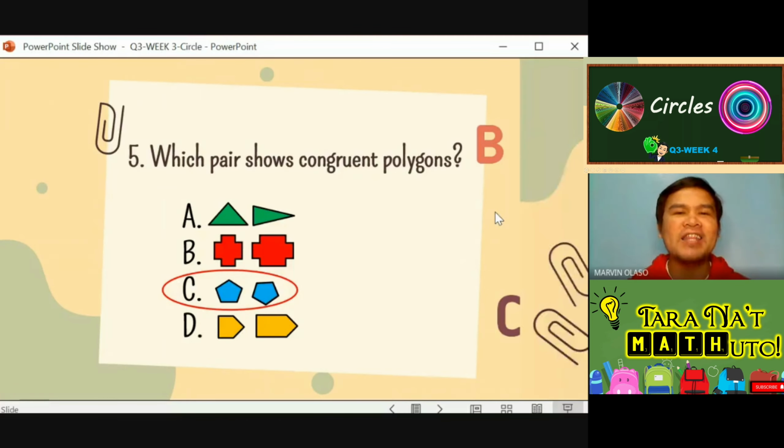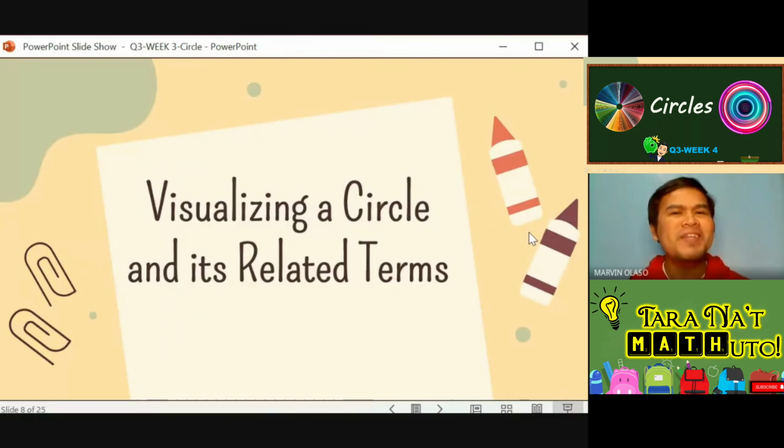Simulan na natin ang ating aralin. Today, I'll be discussing with you about visualizing a circle and its related terms. Marahil, nakikita natin sa paligid ang iba't ibang circle. At talaga namang gamit na gamit natin ang mga bagay na kahugis nito. We have plates, wheel, clock, and many others. But the question is, did you know how a circle formed? And what are the parts and terms related to it?